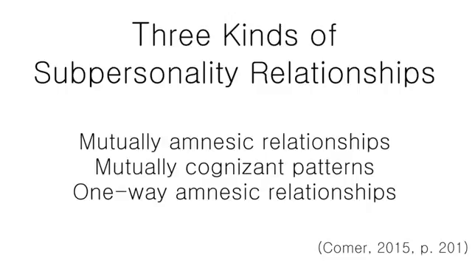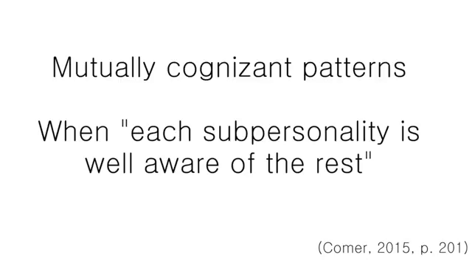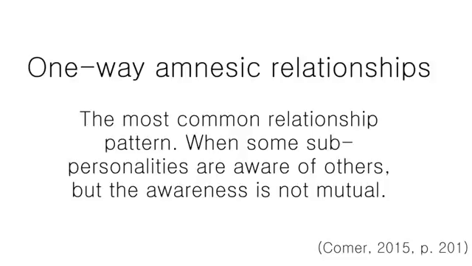Interaction of subpersonalities. There are 3 kinds of subpersonality relationships: mutually amnesic relationships, mutually cognition patterns, and one-way amnesic relationships. In mutually amnesic relationships, the subpersonalities have no awareness of one another. Conversely, in mutually cognition patterns, each subpersonality is well aware of the rest. They may hear one another's voices and even talk among themselves. Some are on good terms while others do not get along at all. In one-way amnesic relationships, the most common relationship pattern, some subpersonalities are aware of the others, but the awareness is not mutual.